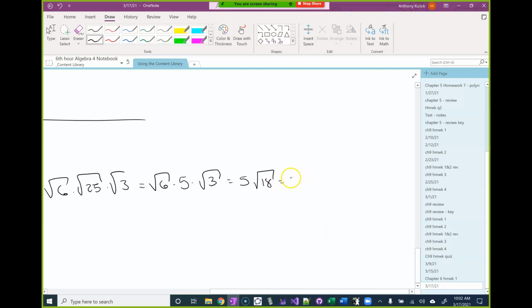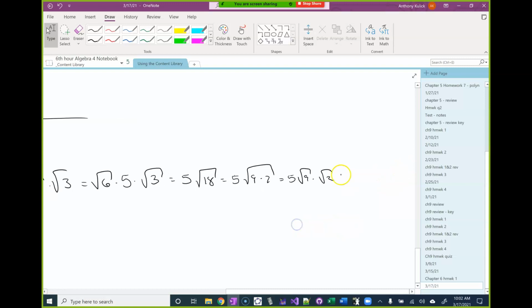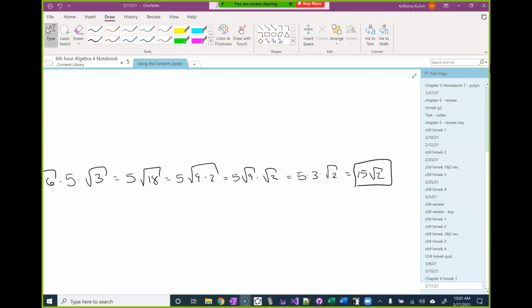Now, Woody had suggested, well, couldn't we have multiplied from the beginning? Sure, that's acceptable. Let's go see what that would have looked like. So 6 times 75 is 300, right? Is that right? No. 450.